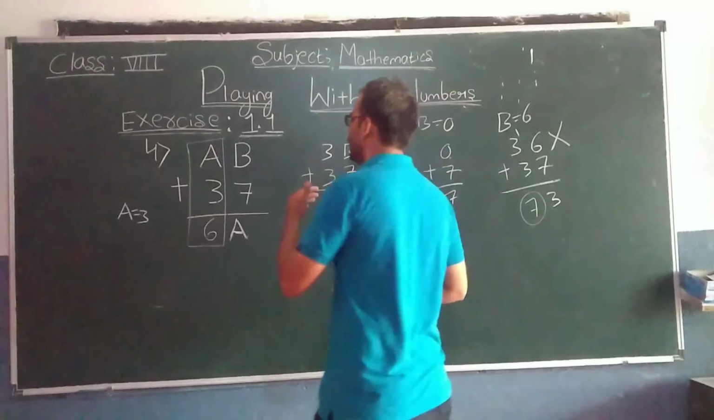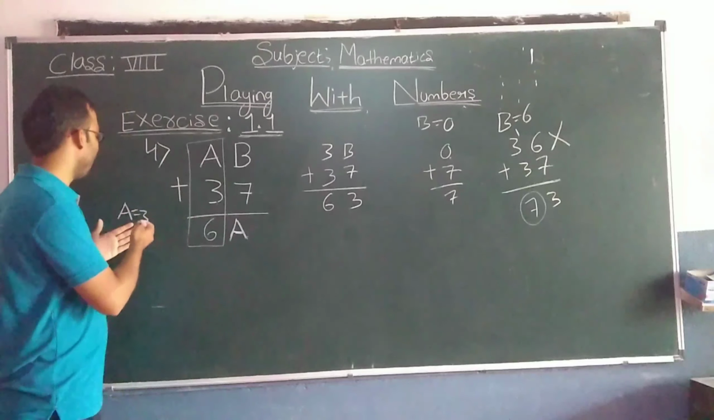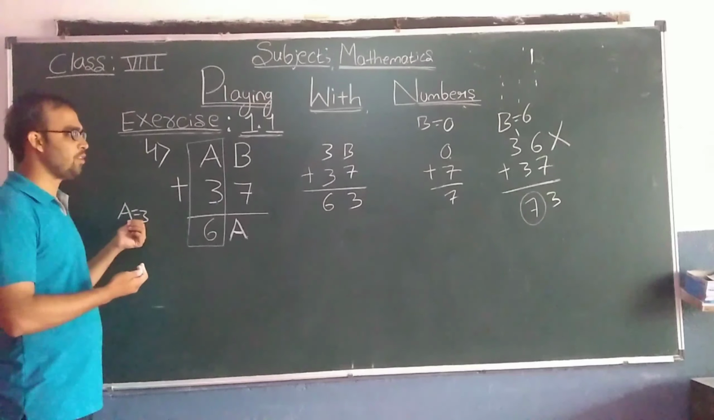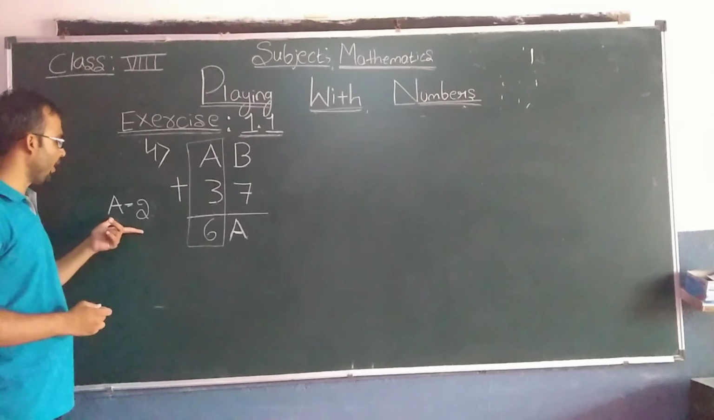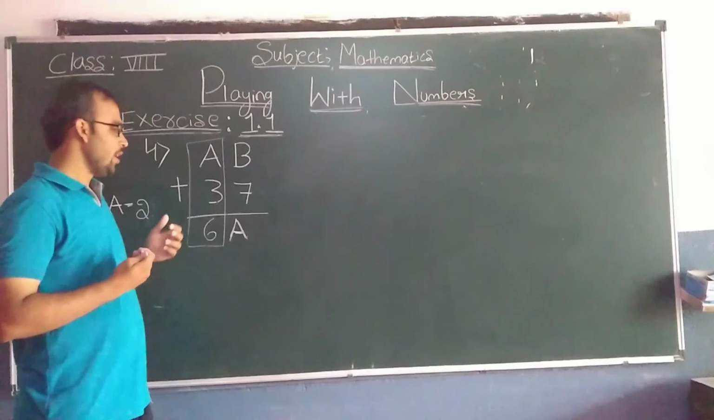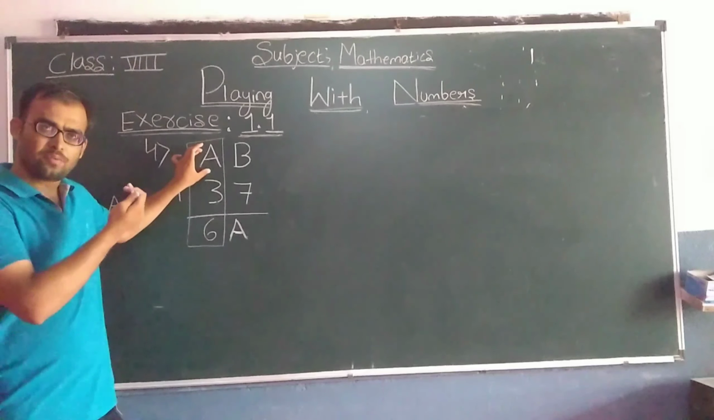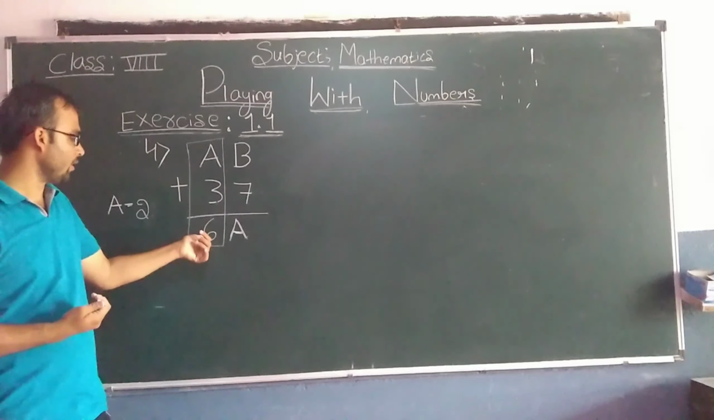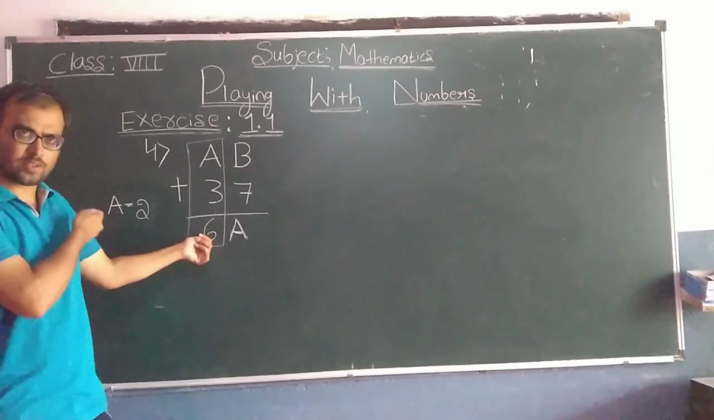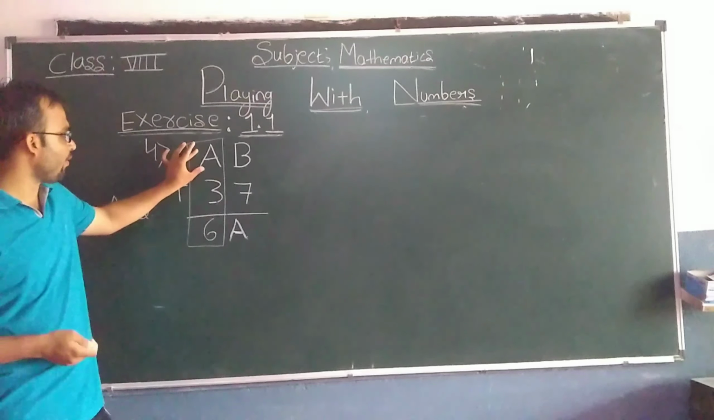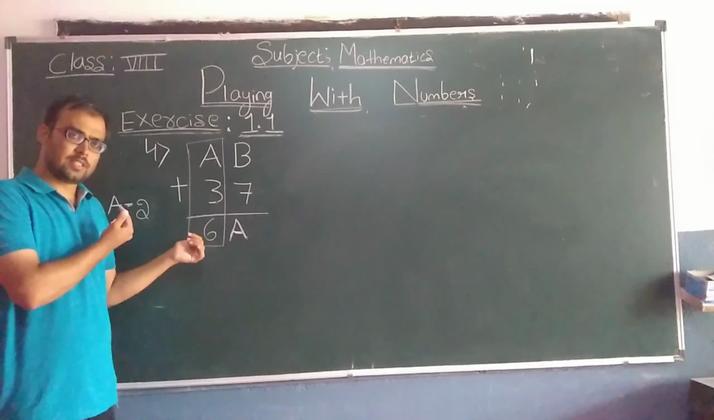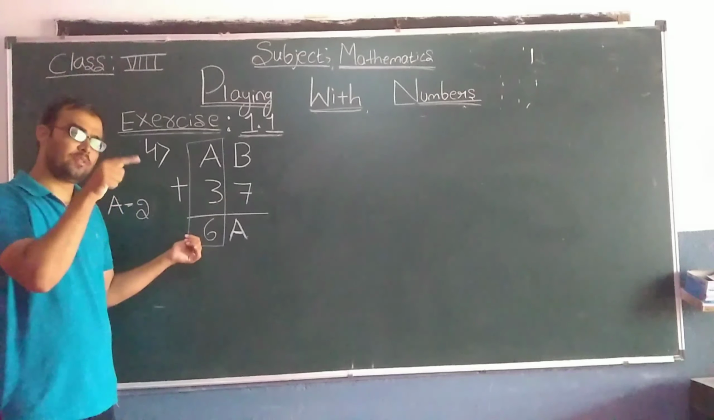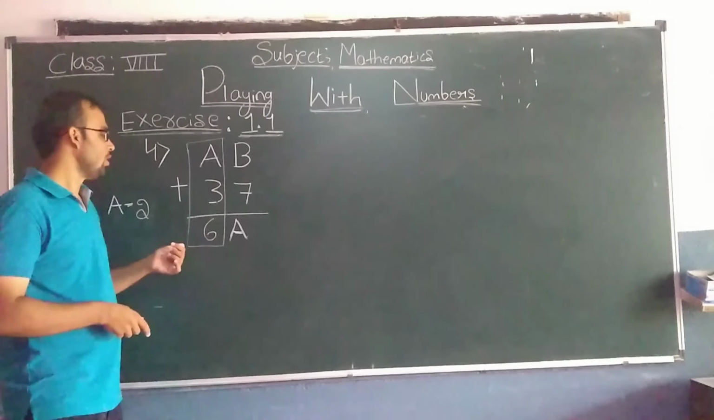So let us reduce the value of A. Let us take the value of A as 2. If we take the value of A as 3, we are not getting 6 as the first digit. What are we getting? We are getting 7.